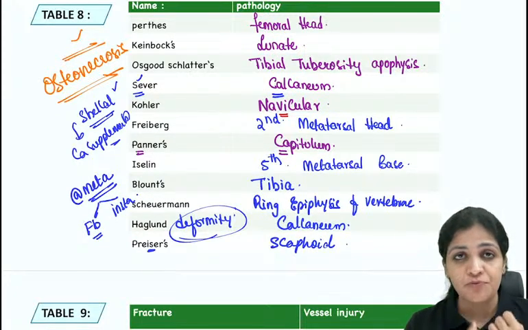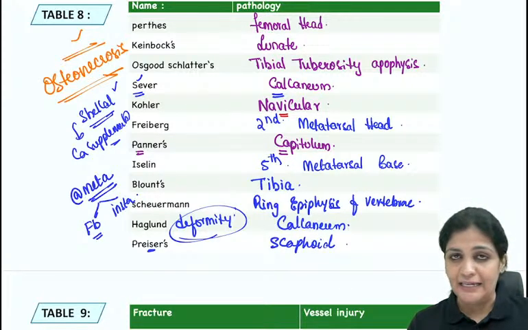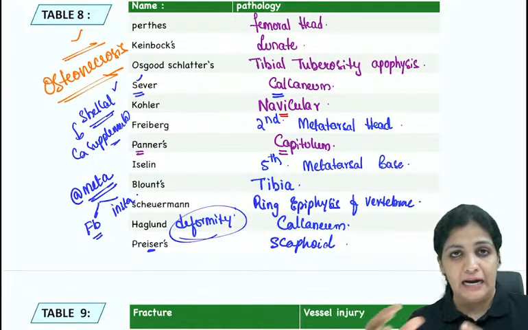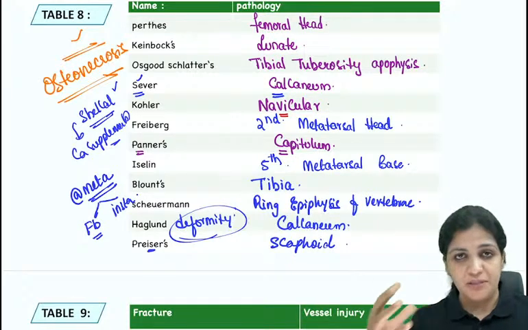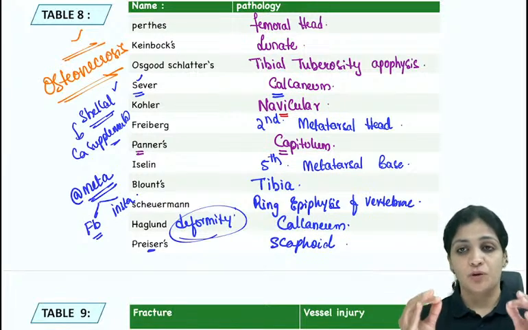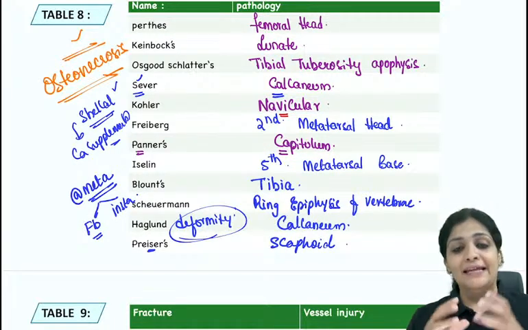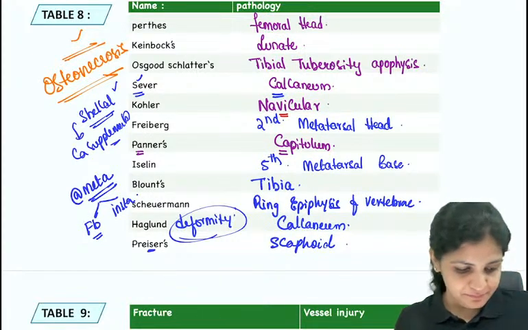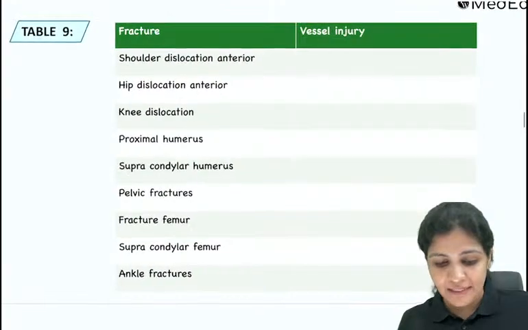So Perthes, femoral head. Kienbock's, lock and key, lunate. Osgood-Schlatter's, tibial tuberosity. Sever's is Shelcal, I've told you. Kohler's is navicular, Virat Kohli, you have to remember. Freiberg and Iselin both belong to Meta, that is second and fifth metatarsals. Then Panner's, remember it as PAN card, is capitulum. Blount's disease is for tibia. And then Scheuermann's is the ring epiphysis of the vertebra, and remember it is also one of the reasons for kyphosis, right? And then Haglund deformity is usually seen in calcaneum. And Preiser's is for scaphoid. That completes table 8.